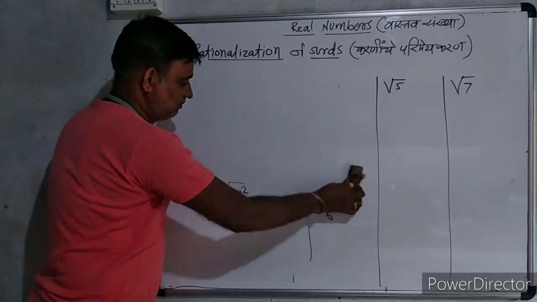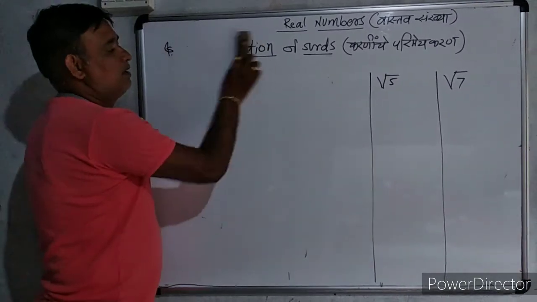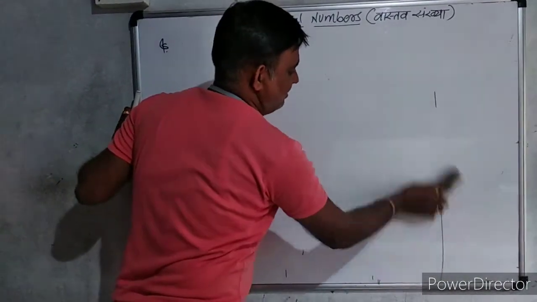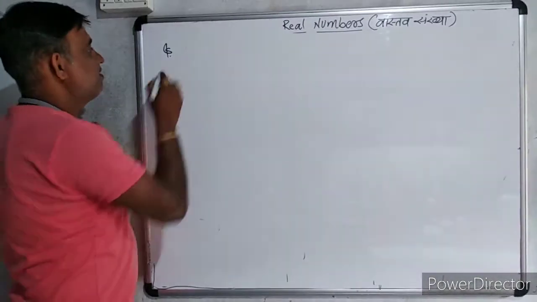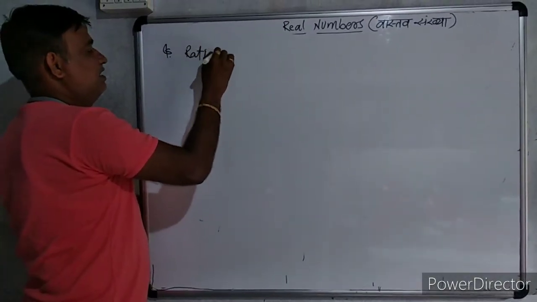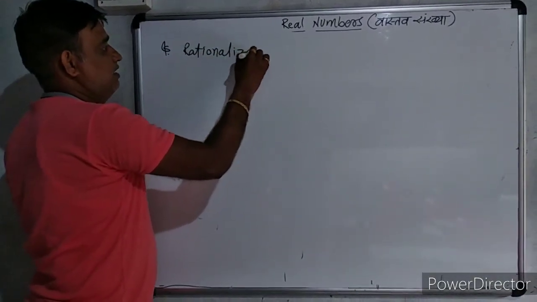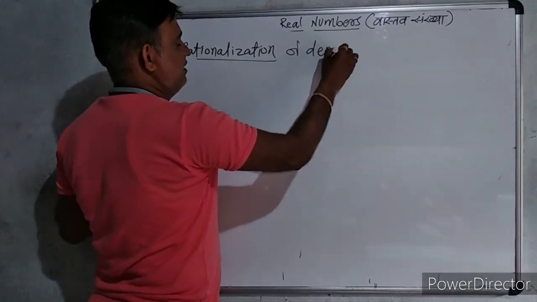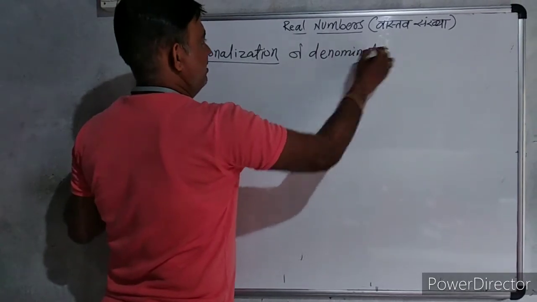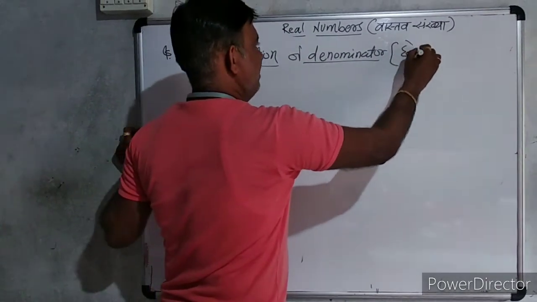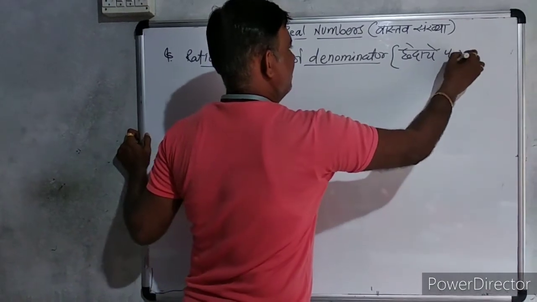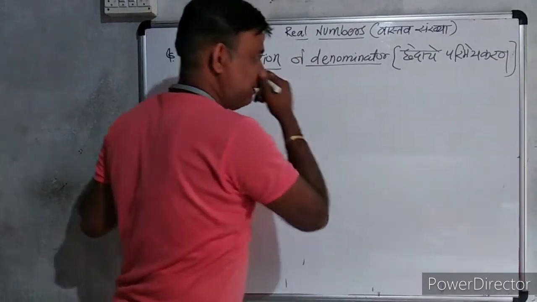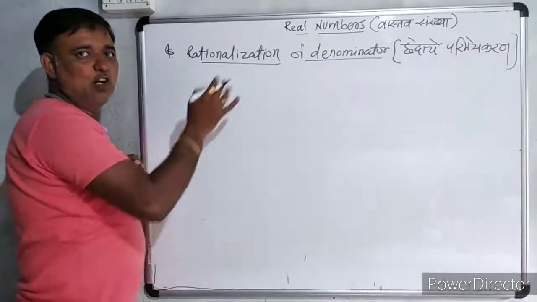Now today's last point. You can pause the screen and write the example. Rationalization of denominator. Means we have to rationalize the denominator.